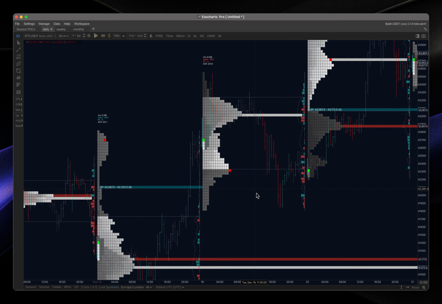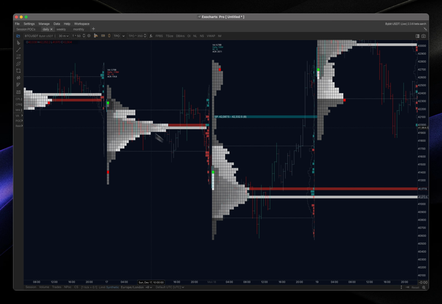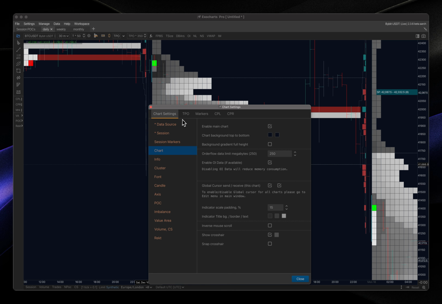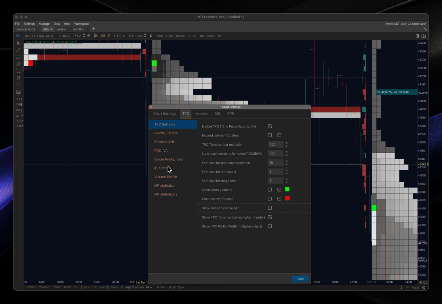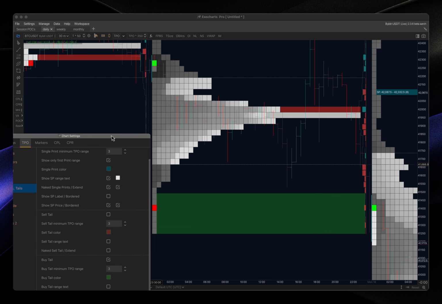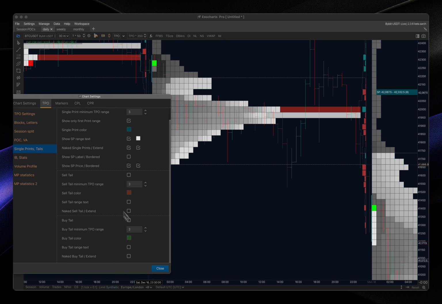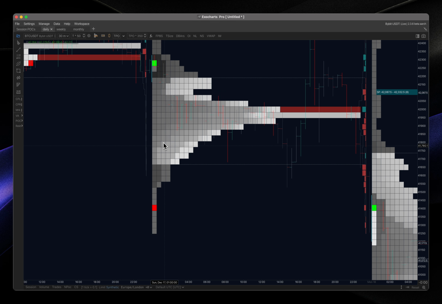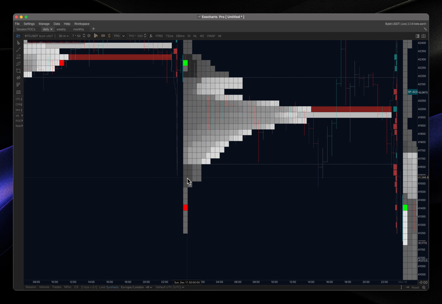Now, what happens if we don't have a poor high or poor low? We have a row like this, where it's like a buying tail, for example. I don't have them marked out in this case, but you can go chart settings, TPO, tail, single prints and tails, and then you can enable buying tails, etc. And you can see them here. Now, I don't look at these too much. I don't enable them because I know where they are. You can just see if they're at the bottom or top of a profile when you have a continuous row of single prints, what's going on.